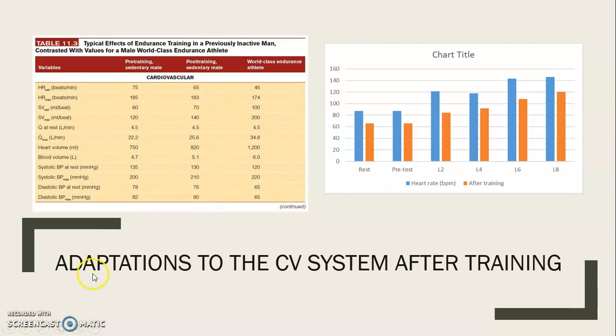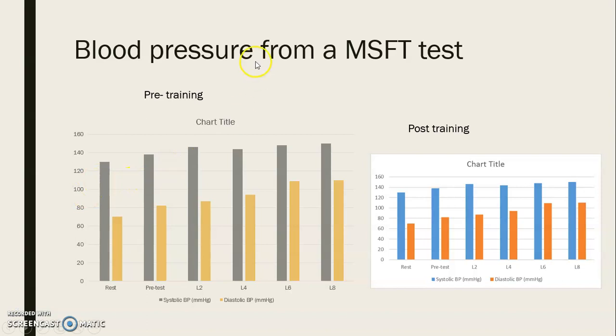This can also be shown in our multi-stage fitness test measuring our blood pressure. As you can see from our multi-stage fitness test, pre-training they had a much higher blood pressure than they did post-training. As you can see, pre-training their resting blood pressure was around 130/70.